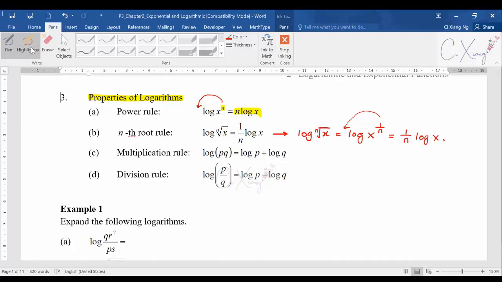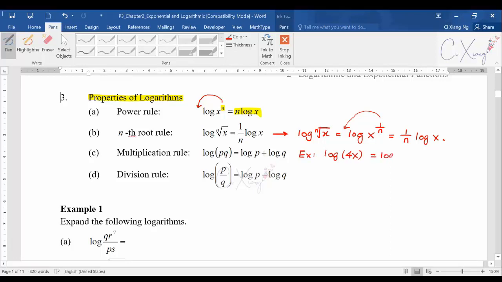Okay, then for the multiplication rule, when you're having log of p multiplied with q, you can split it to become log p plus log q. So as an example, if I'm having log 4x, you can actually write it as log 4 plus log x.